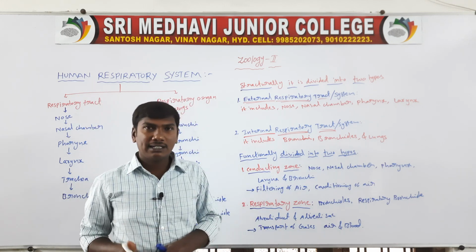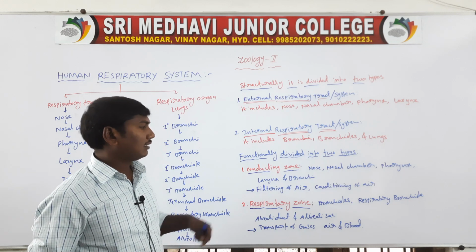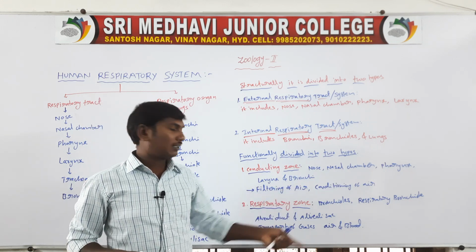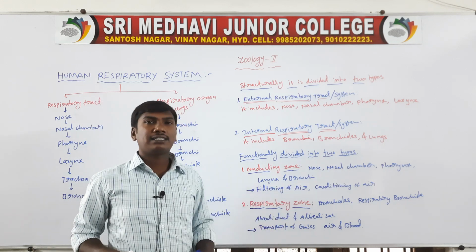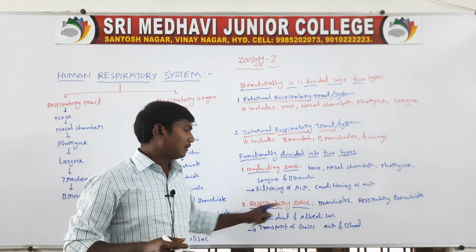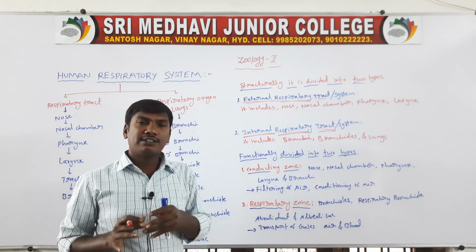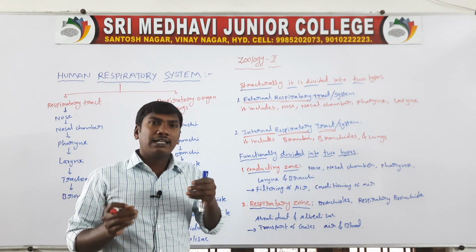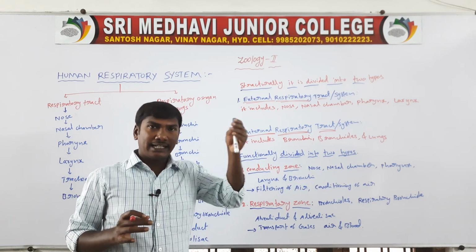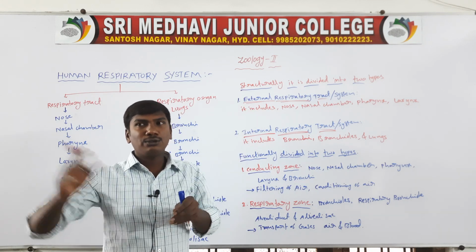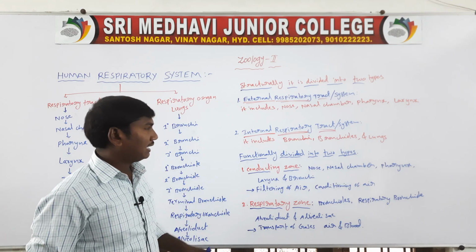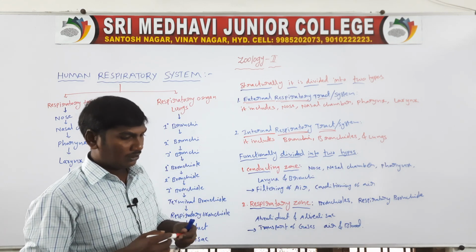Next, the respiratory zone. The respiratory zone consists of the bronchioles, respiratory bronchioles, alveolar ducts and alveolar sacs. Its function is the transport of gases, O2 transport from the air to the blood. So, they are the conducting zone and the respiratory zone.